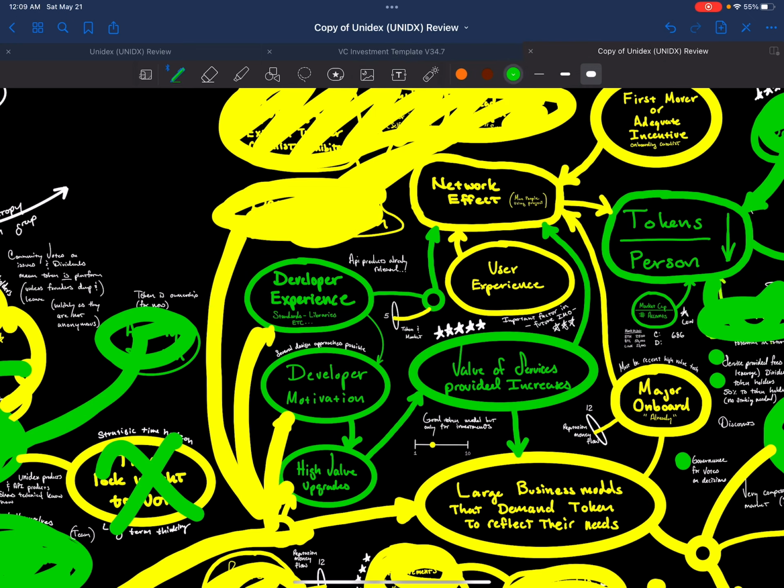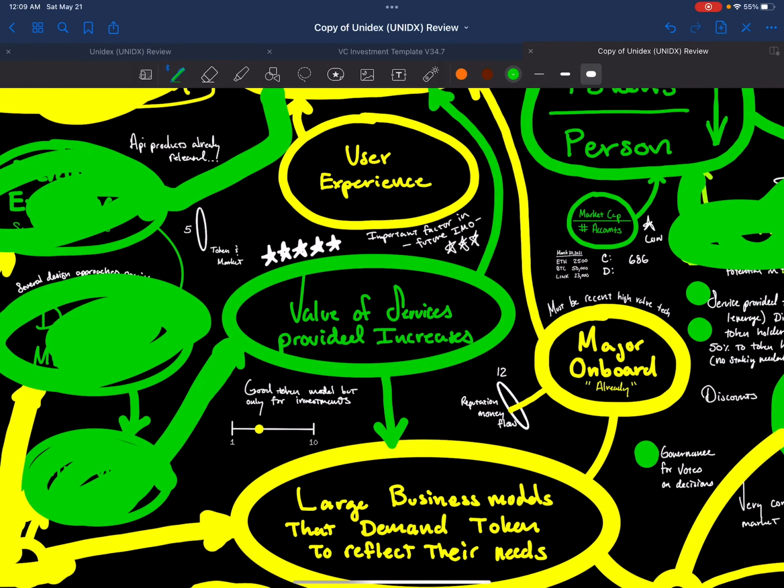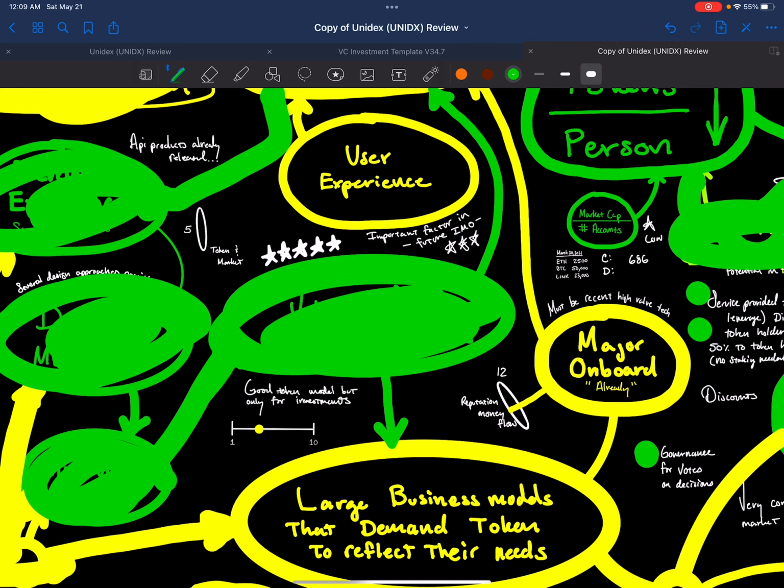Regarding developer experience, there are already applications released on it, like bots on their API, etc. So I know the API services are probably pretty good because of that. Developer motivation, high value upgrades, all these things are pretty good because their token just runs like a business and it generates revenue. So it could hire employees. It could run like a regular business. So it could hire developers, or it could be hired if it starts getting momentum, etc. So all those things could look good. Service provided to increase, I think that is the case.